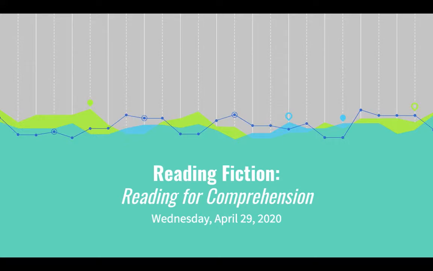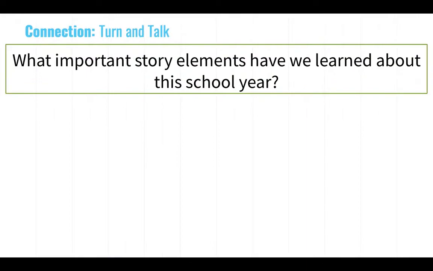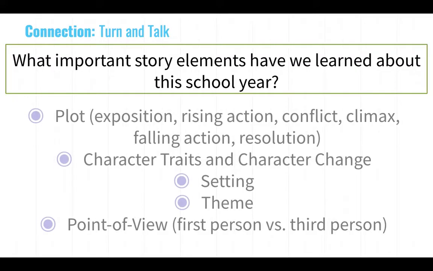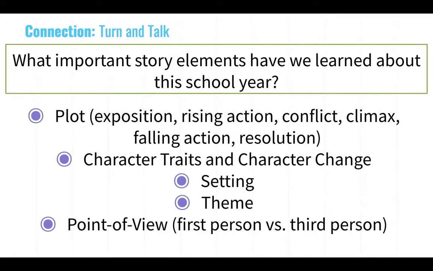Today we're still working on fiction and we're focusing on reading for comprehension. Turn and talk. What important story elements have we learned about this school year? Think about our first unit on realistic fiction when we read The Tiger Rising. Think about Number the Stars in our unit on historical fiction. Think about the major learning targets that we had for each of those units. Hopefully you were able to mention a few of these.